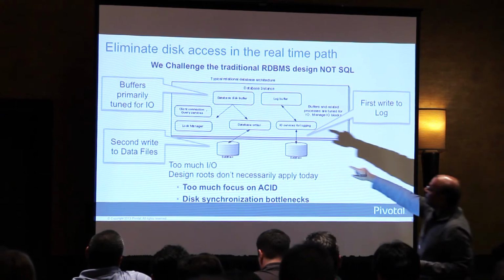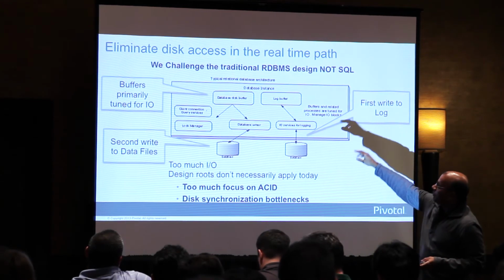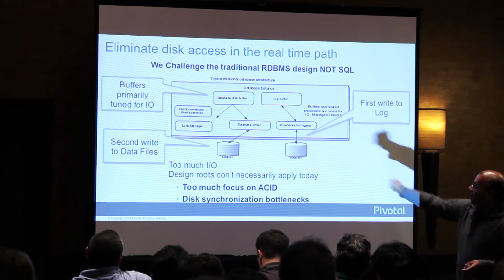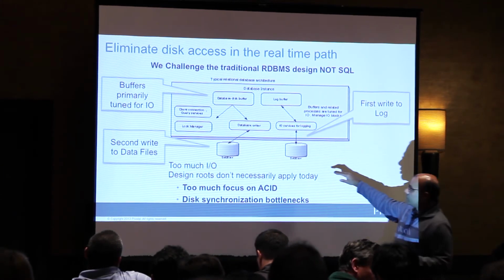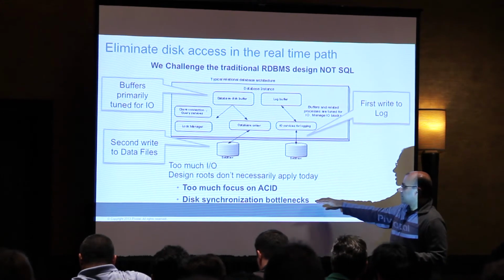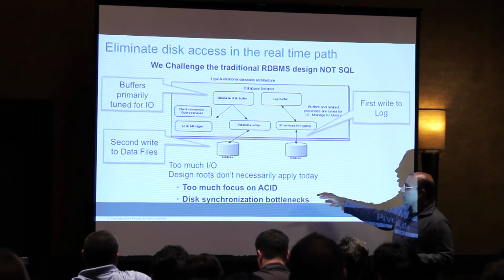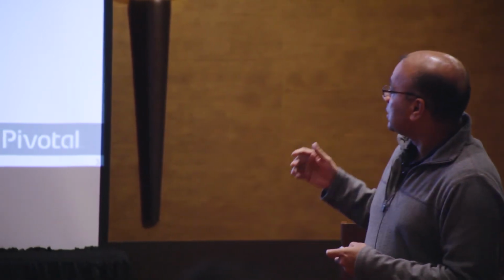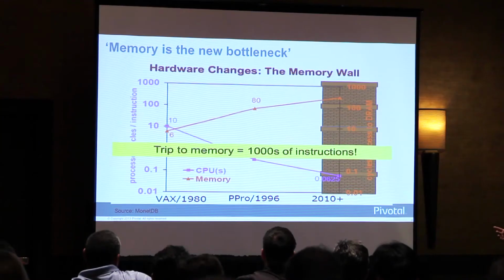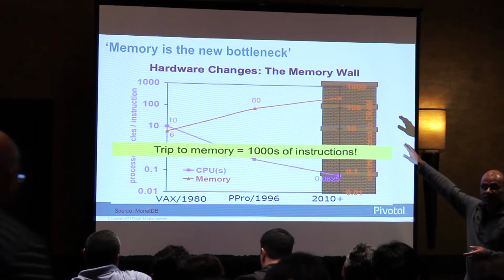So the typical relational database has buffers primarily tuned for I/O. There is too much I/O going on. You're writing out these data files. Disk synchronization is a huge bottleneck, and there's too much focus on ACID. Now, this architecture was designed and was right for the time when it was built, when memory was expensive, right?